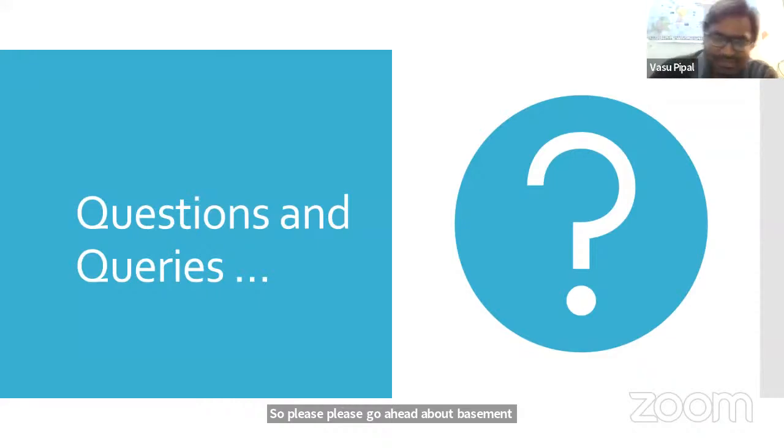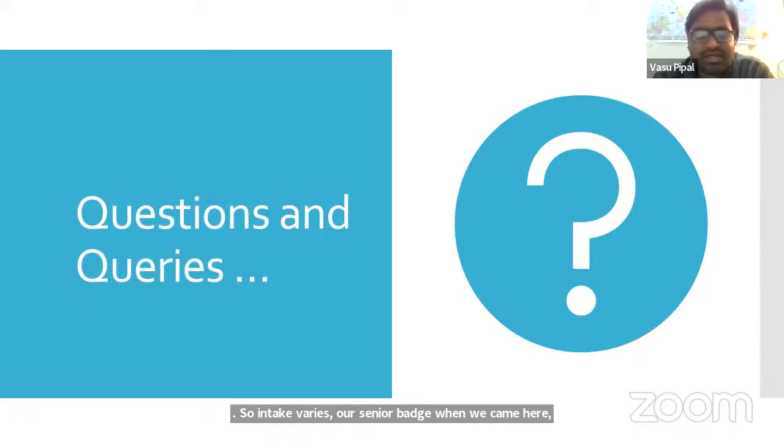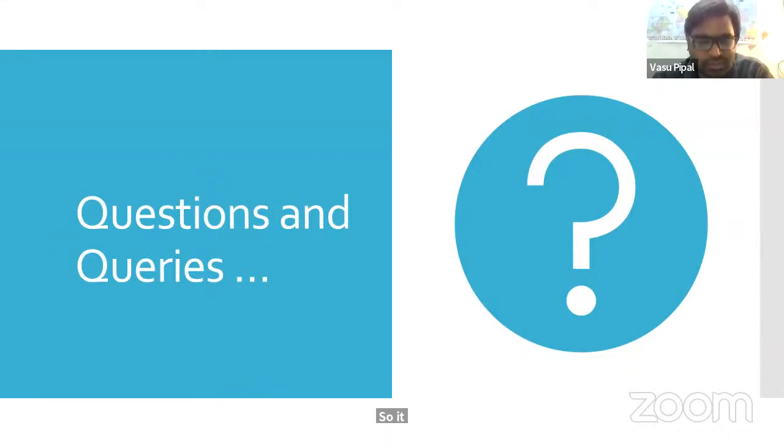Okay, okay. So, regarding the first part of your question, intake. Intake varies. Our senior batch, when we came here, had an intake of 25. Our batch had an intake of 30, and our junior batch, which came last year, has an intake of about 38 to 40 students. So it varies. But according to my idea, this time also the intake will be approximately 35 to 40 students.